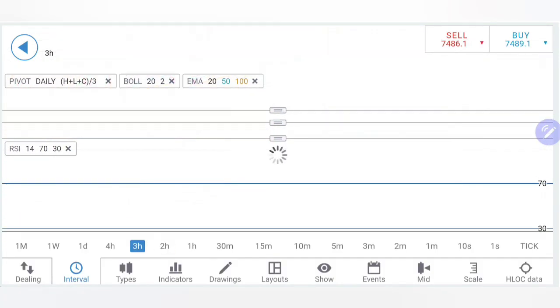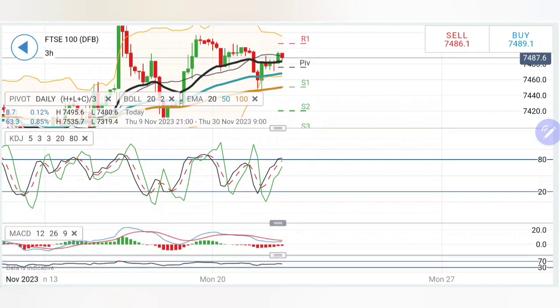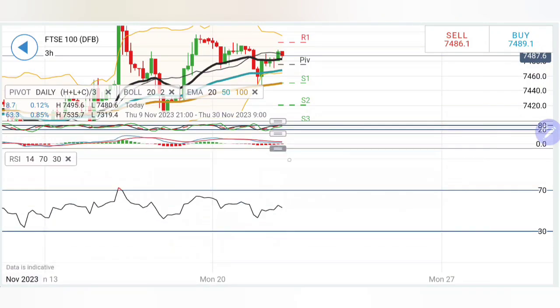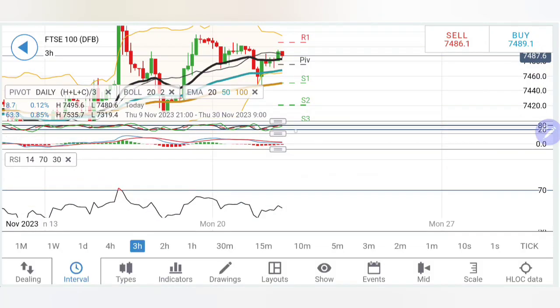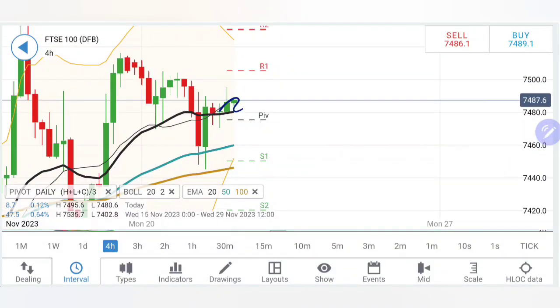RSI is staying flat. On the 3-hour chart, see one bullish candle, consolidation, and a smaller bullish candle, lower highs, lower lows, largely staying in this zone. It has to give a breakout in order to confirm a direction. If you see stochastic, this is overbought. MACD is still bearish, trying to converge. RSI is looking downwards. Coming to the 4-hour chart, likewise, a reversal sign and a breakout.